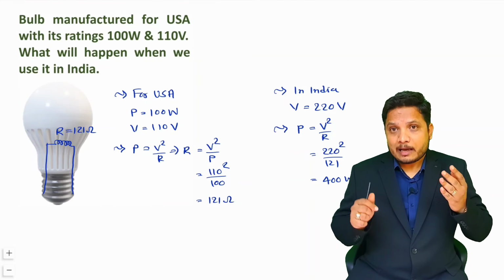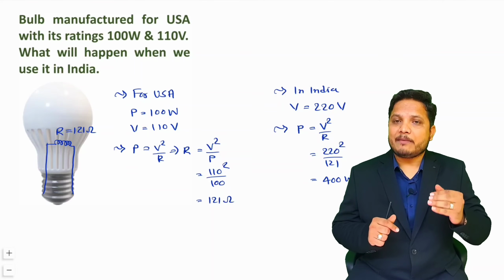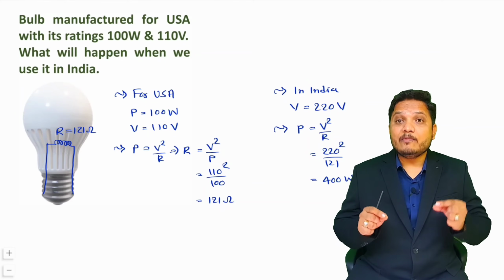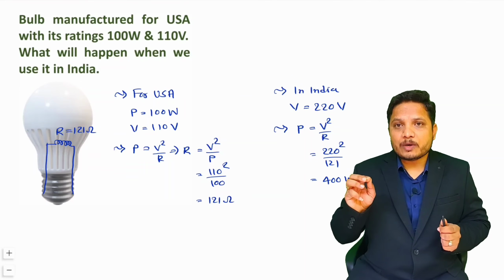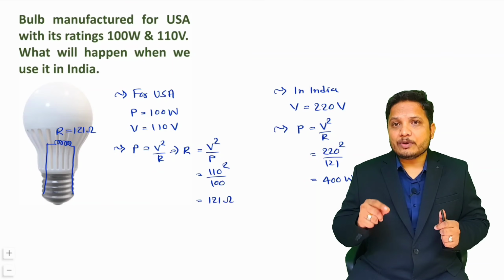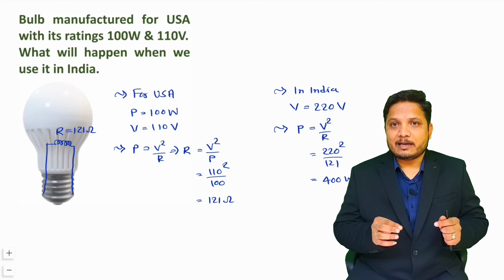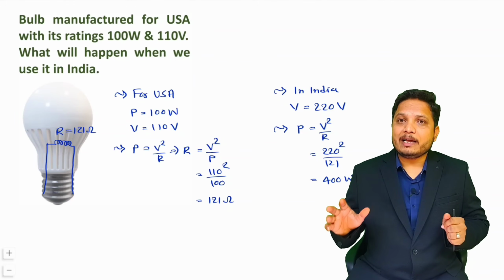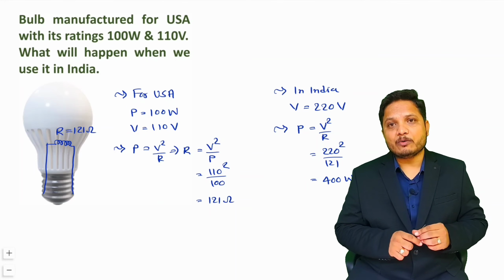But if you see the current rating of the same bulb, and it does not have that much current handling capacity, then what will happen? That bulb will get fused. So the bulb which is manufactured for the USA power grid cannot be used over here in India. And if you use a bulb which is manufactured for Indian power rating, it will have lower power handling capacity at USA, as per the example which I have given over here.